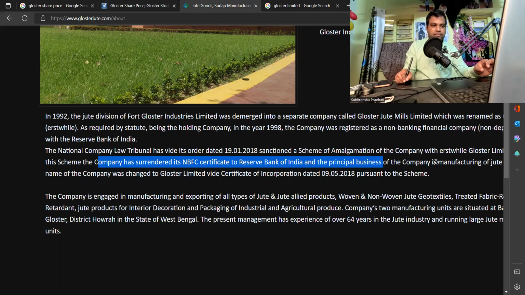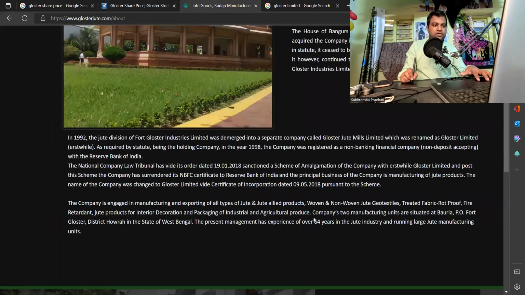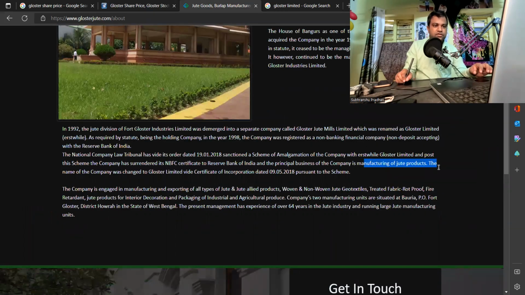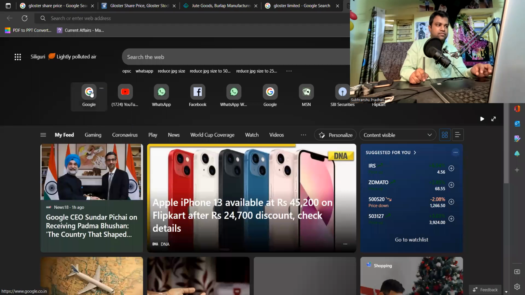The principal business of the company now is manufacturing jute. So the prime business of the company is jute and related products. The name of the company was changed to Gloster Limited in 2009. The company has two manufacturing units, situated at Bauria, Port Gloster, Howrah district, in the state of West Bengal. The present management has over 64 years of experience in the jute industry and runs a large number of manufacturing units.